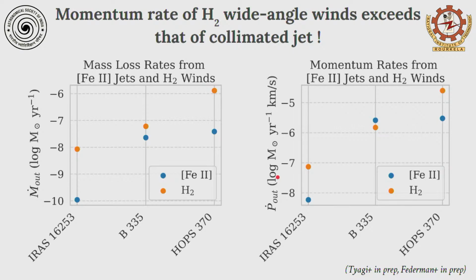See, earlier people thought that the jets are launched and then by lateral momentum transfer the collimated jet entrains the molecular material, and that is what we see as the wide angle flow. But what we are finding is that the momentum rate in the wide angle flow exceeds that of the collimated flow by an order of magnitude or so. So the collimated jet can't be driving the wide angle flow.